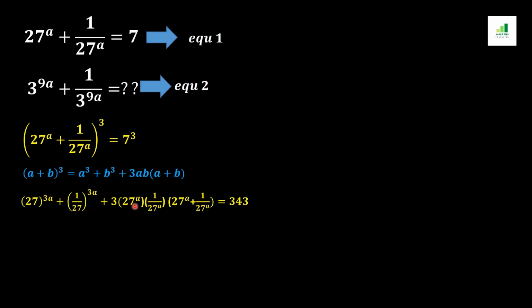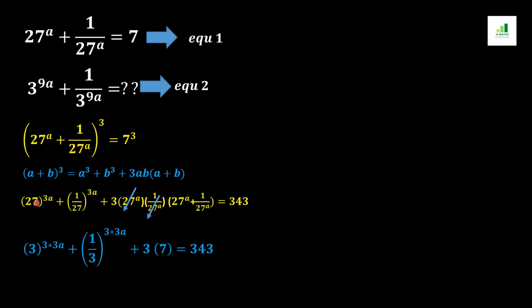Now we can see that this 27^a and this 27^a exist in multiplication and division, so both values cancel together. As a result, in the next step we can replace this value (27^a + 1/27^a) with 7 by equation number 1. So this 3 will remain the same, we replace this value with 7, and this 343 will remain the same.